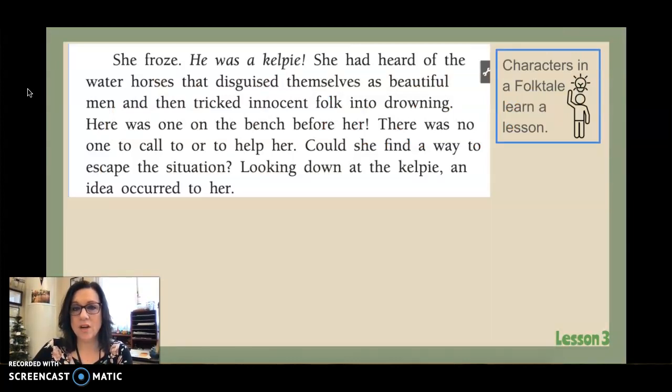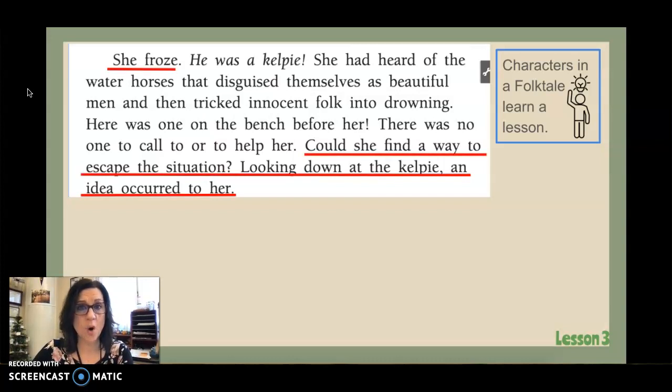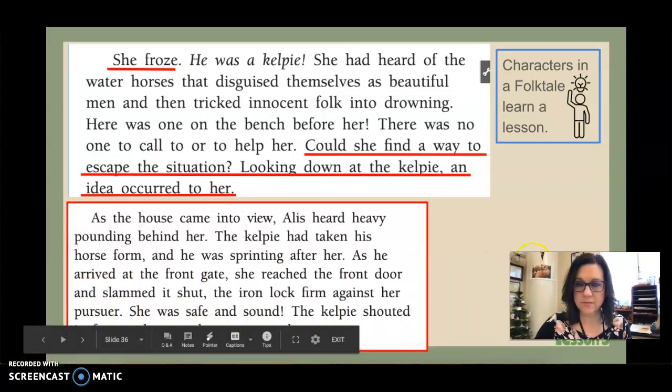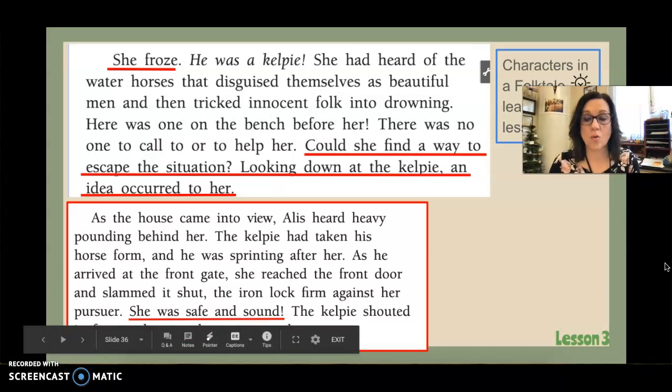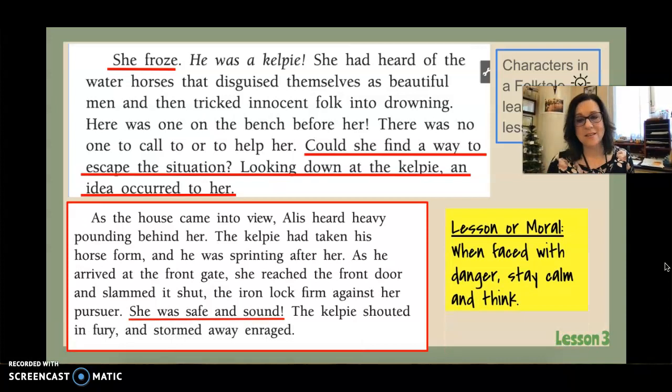So, characters in a folktale learn a lesson. She froze, and then she was trying to figure out a way to escape the situation. As she looked down, it occurred to her what she could do. So she got this idea and got herself home where she was safe and sound. The lesson is, if you read into it: did she panic? Did she freak out and run? No, she stayed calm. She was faced with danger, and she just remained calm and was thinking of a way to get out of the situation.